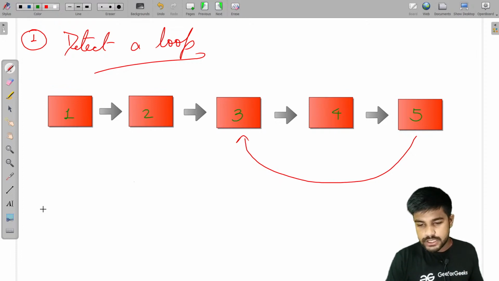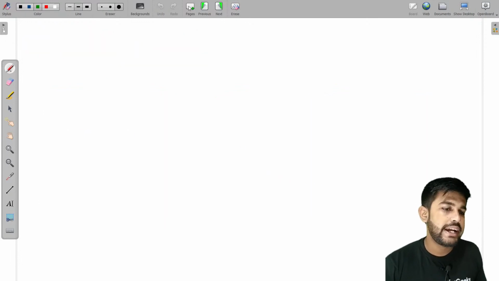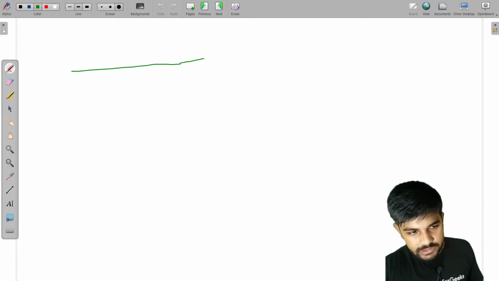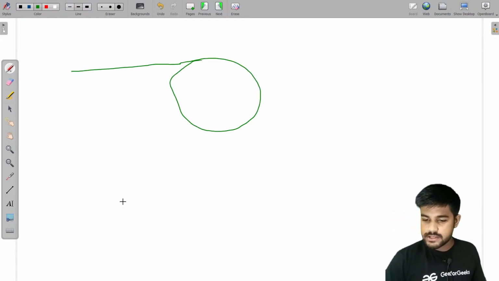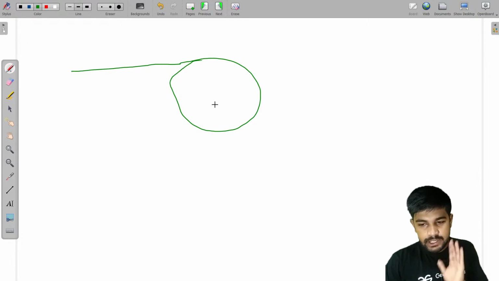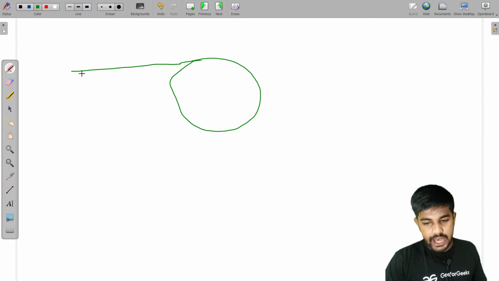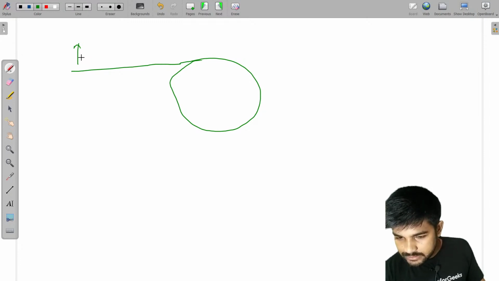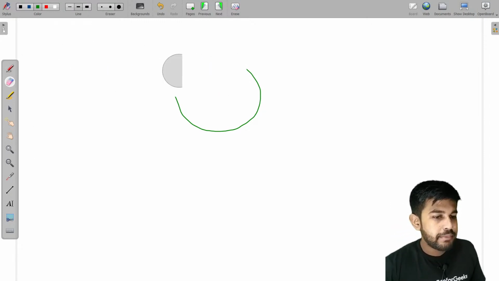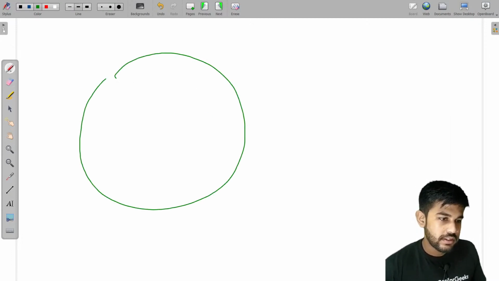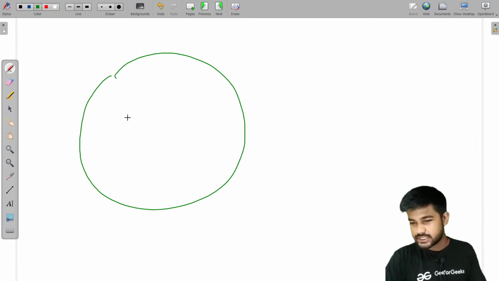What is the hare and tortoise method? If you try to analyze the loop in a linked list, it is like this. Suppose there is a loop in a linked list like this. This is a linked list and this is a loop. Now, what I claim is, let me do a fun thing. Suppose this is a circular track.